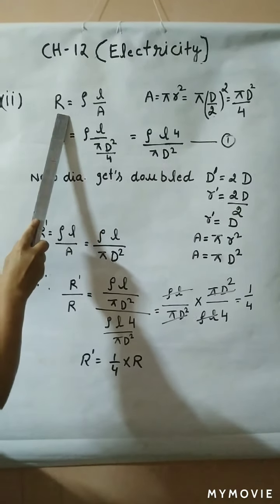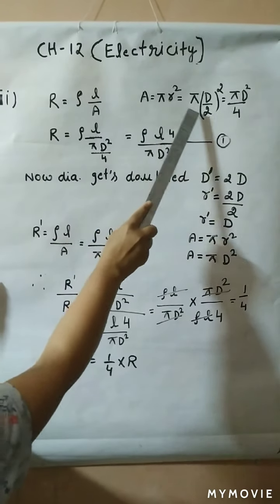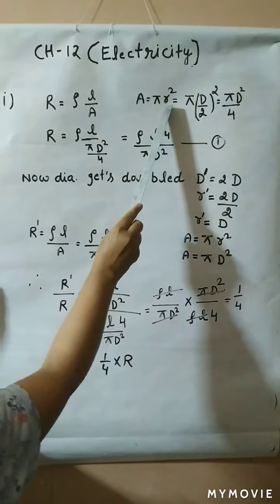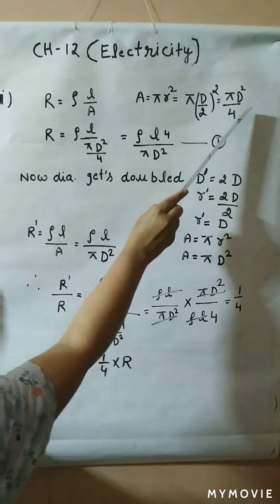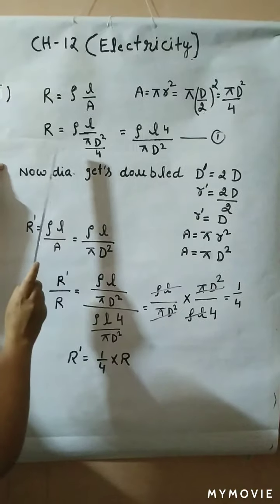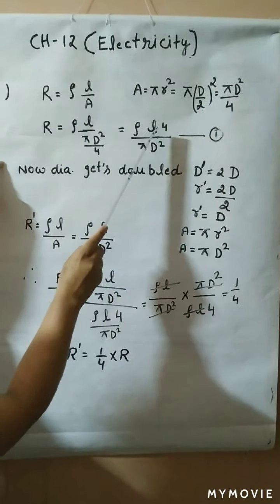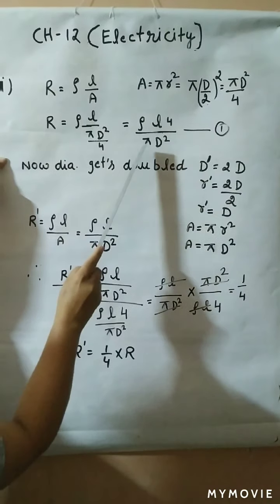So what is the R formula? Rho L by A. What is area? Pi r square. What is the diameter given? So we have to put radius, that is d by 2. So pi d square by 4. These are the already given values we are using without changing. So R is rho L upon pi d square by 4. Rho, when you solve it, L into 4 upon pi d square.